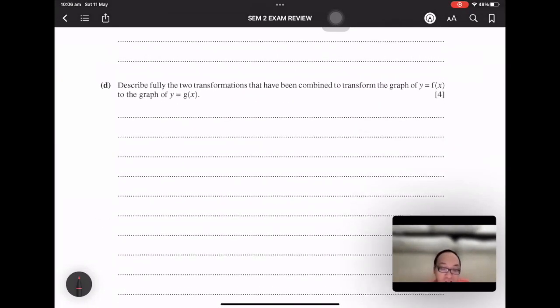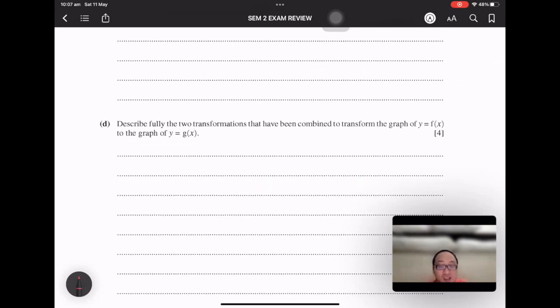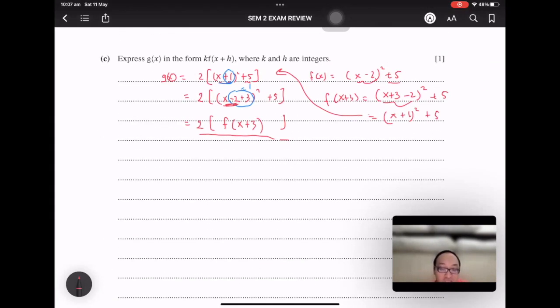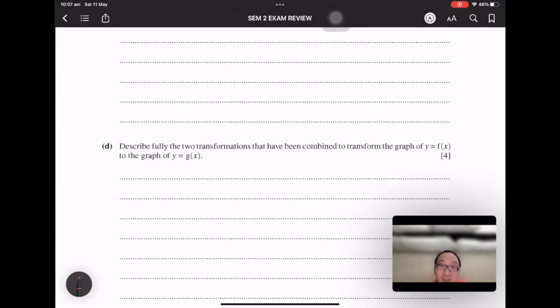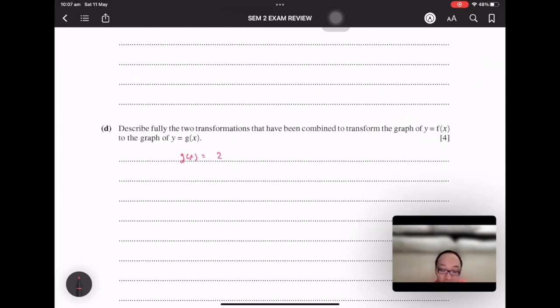Describe fully the two transformations that have been combined to transform the graph of y=f(x) to the graph g(x). So we can see that g(x) equals 2f(x+3). There are two transformations here. The first one is a horizontal translation. This is plus, that means it's going to the left, by (-3, 0).